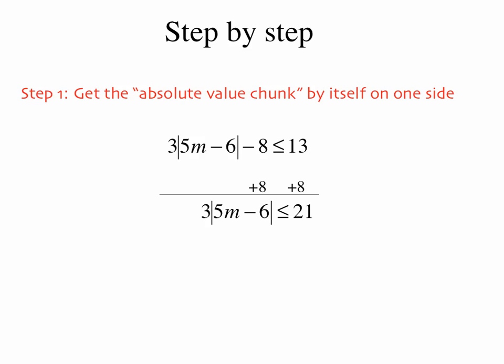Next, I'll divide both sides of the inequality by 3. Again, I'm not dividing or multiplying by a negative number, so I don't have to switch my inequality around. Now I'm left with this expression: 5m minus 6, the absolute value of that, is less than or equal to 7. I have the absolute value chunk all by itself, so I'm done with step 1. This is where I have to apply the Gore-Land trick.